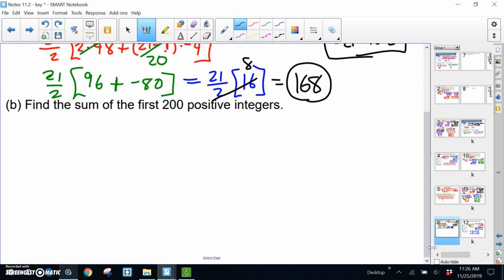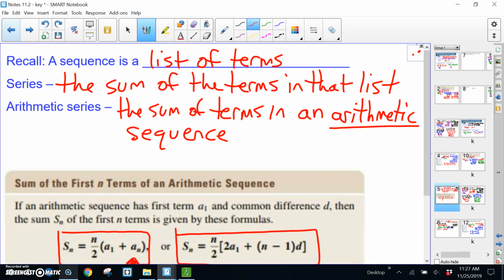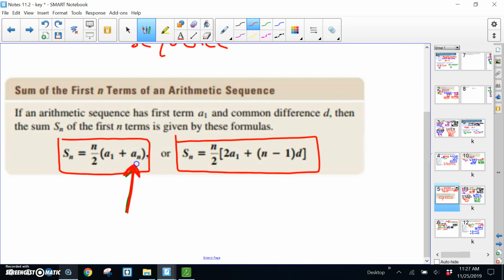Part B says find the sum of the first 200 positive integers. So think about what that means. Positive integers like 1 and 2 and 3, and I'm not going to list them all out, but I know it goes up to 199, 200. That's the first 200 positive integers. They want me to add all those together. I'm not going to type all those into my calculator. I'm going to use a formula. Again, notice on your formulas, if you know that last term, it makes sense to use this formula because it's probably going to be easier.